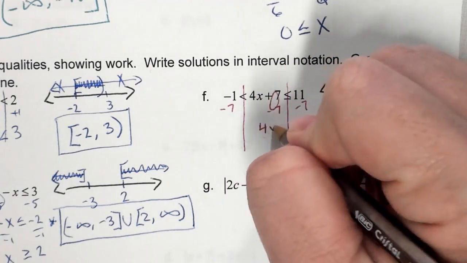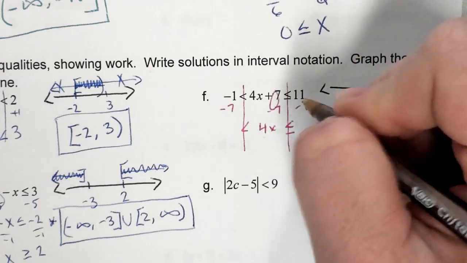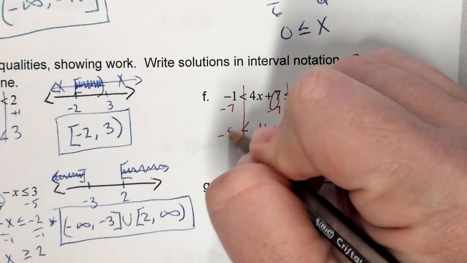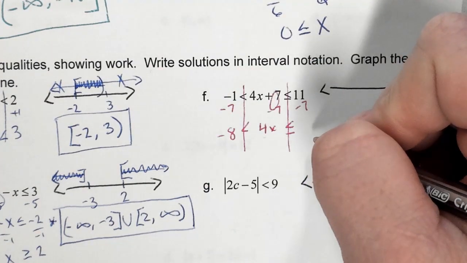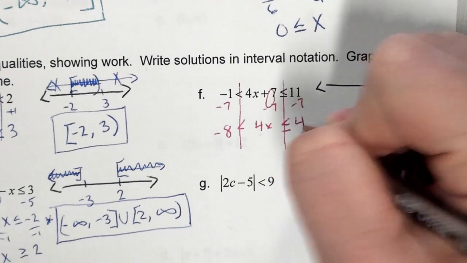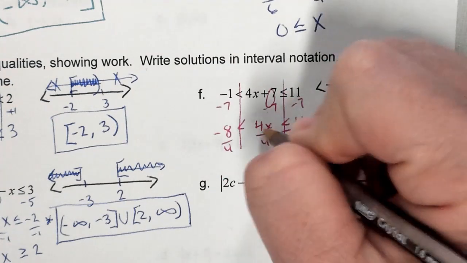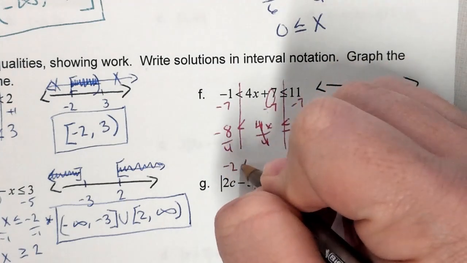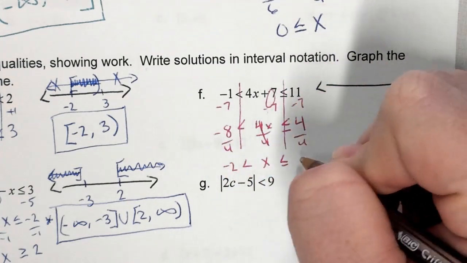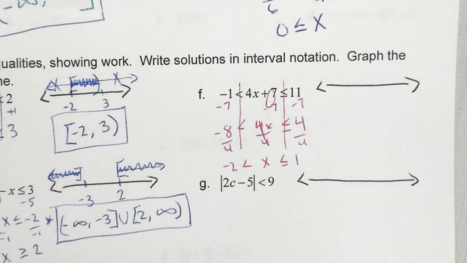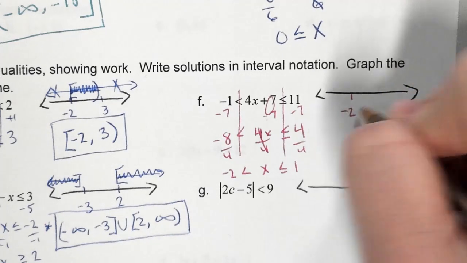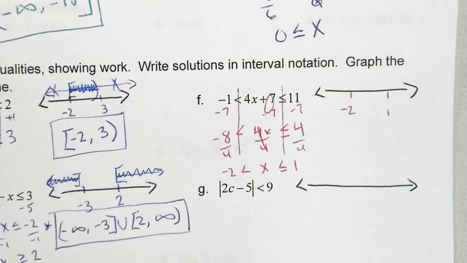So we have 4x, bring down my symbols. Negative 1 minus 7 is negative 8. 11 minus 7 is 4. Divide all three pieces by 4. That gives me negative 2 is less than x is less than or equal to 1. So my smaller number is negative 2, bigger number is positive 1.